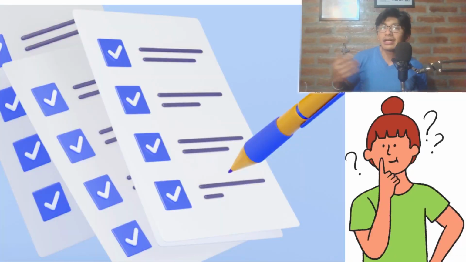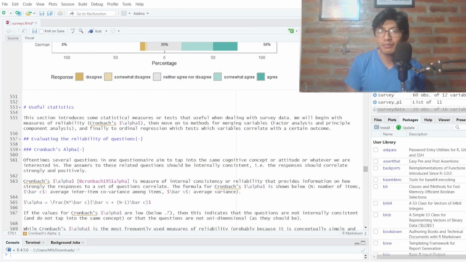When we create a survey, it is important to check if the questions that measure the same idea, like satisfaction or motivation, are actually working together. For example, if we ask several questions about satisfaction, they should all measure the same idea. This is called internal consistency, and we use some tools to check it.